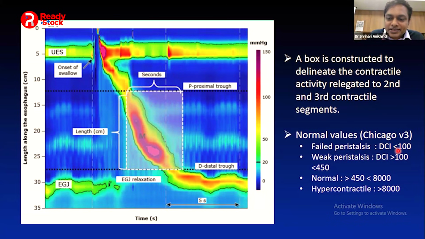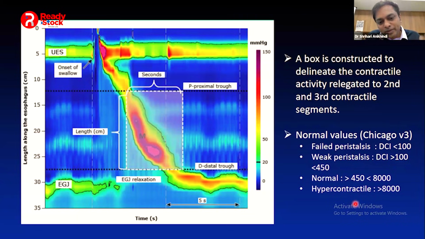Okay. So a DCI which is between 450 and 8000 is sufficient for the bolus propagation. If you have weaker DCIs, if the DCI is less than 450 but more than 100, it is a weak peristalsis. It may or may not lead to bolus transit. If the DCI is less than 100, it's a failed peristalsis. This absolutely cannot propagate the bolus.